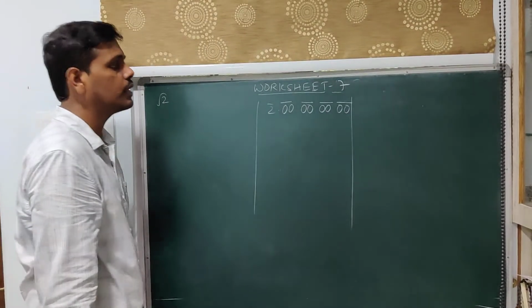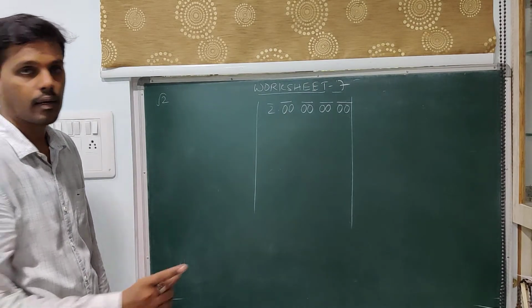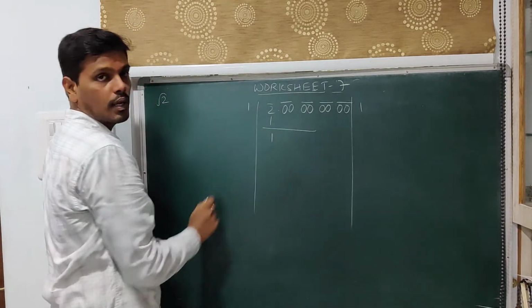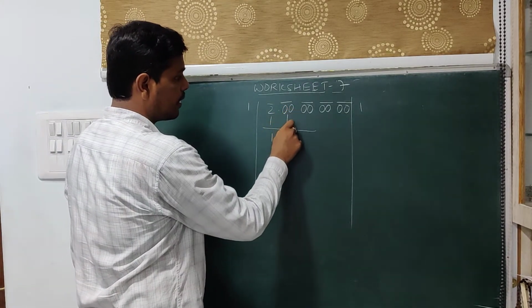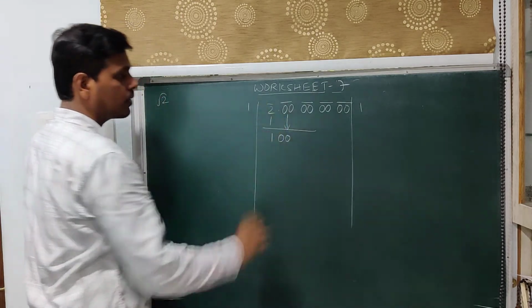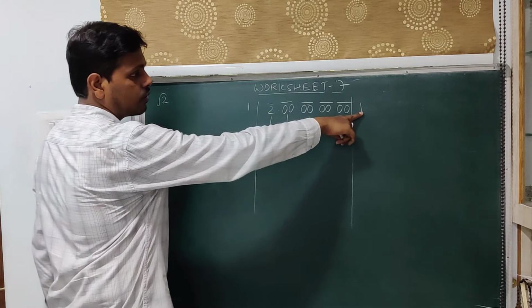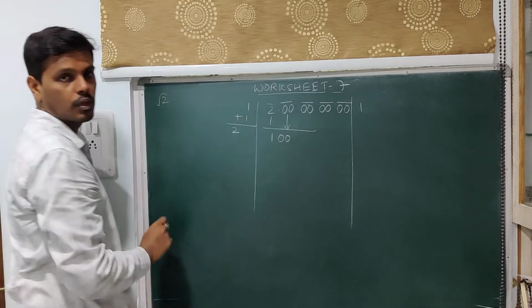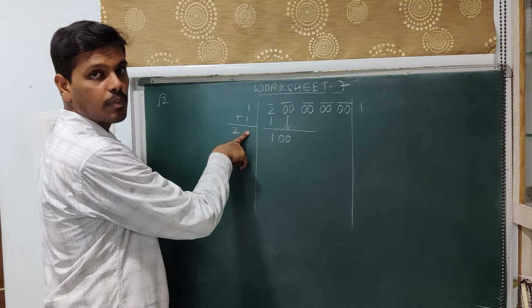Now the nearest perfect square to 2 is 1. So 1 ones are 1. 2 minus 1 is 1. Now carry a pair of zeros after the decimal point. Now whatever number you have taken, add upon the same. That is 1. 1 plus 1 is 2. Now whatever number you place here, multiply with the same number.